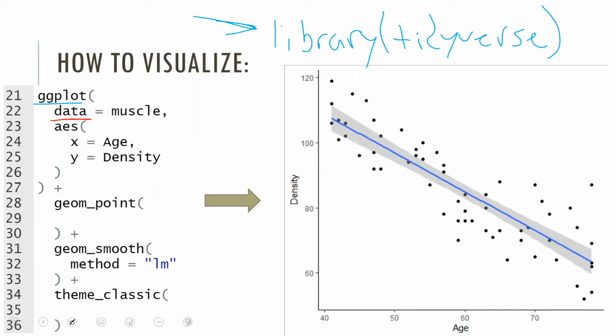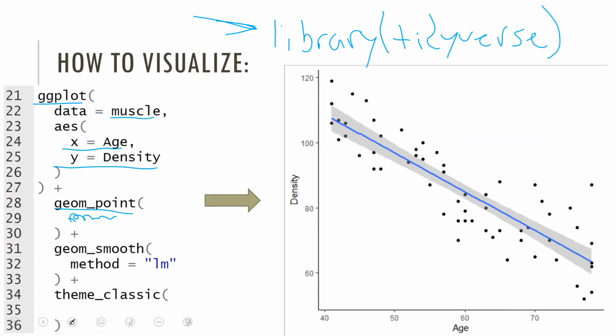So we plug in our data. Let me get a more aesthetic color here. We plug in our data. I've called it muscle earlier in some other code before line 21. Then we want to plot our x, our predictor, in this case age, and see how that affects density, our y. Then geom point, you can leave that blank as far as any arguments that go in there. And then geom smooth, not geom line, it's a little bit misleading.